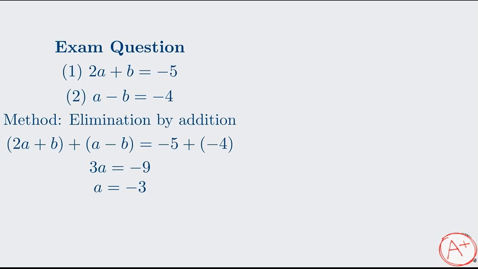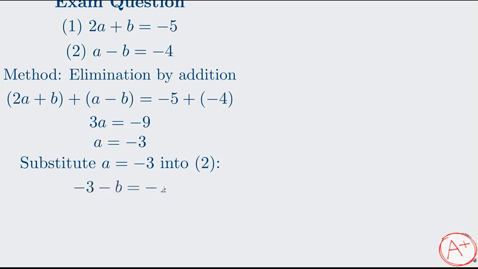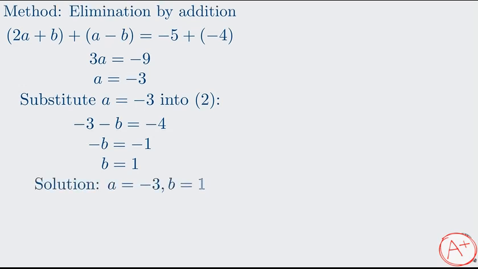Dividing by 3, we find that a equals negative 3. Now that we have a, we substitute it back into equation 2 to find b. Replacing a with negative 3, we get negative 3 minus b equals negative 4. Adding 3 to both sides, we have negative b equals negative 1, which means b equals 1. So our final coefficients are a equals negative 3 and b equals 1.